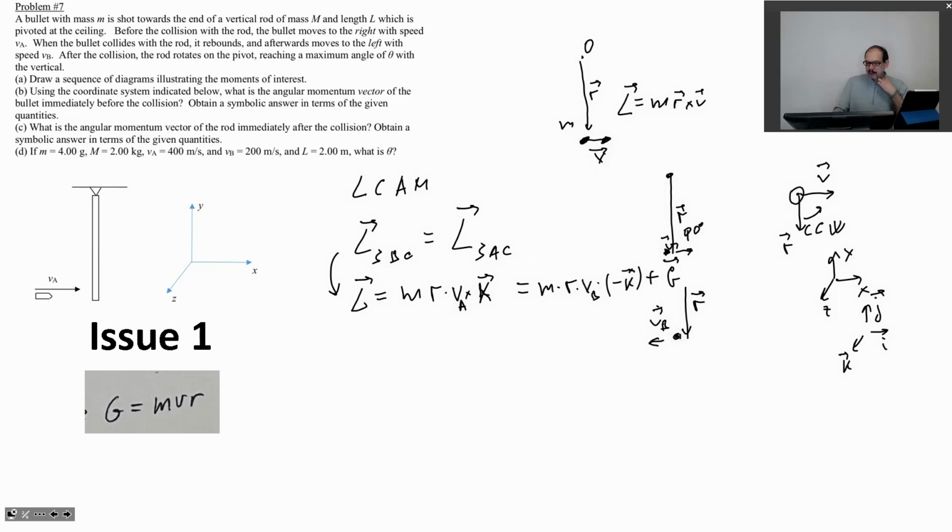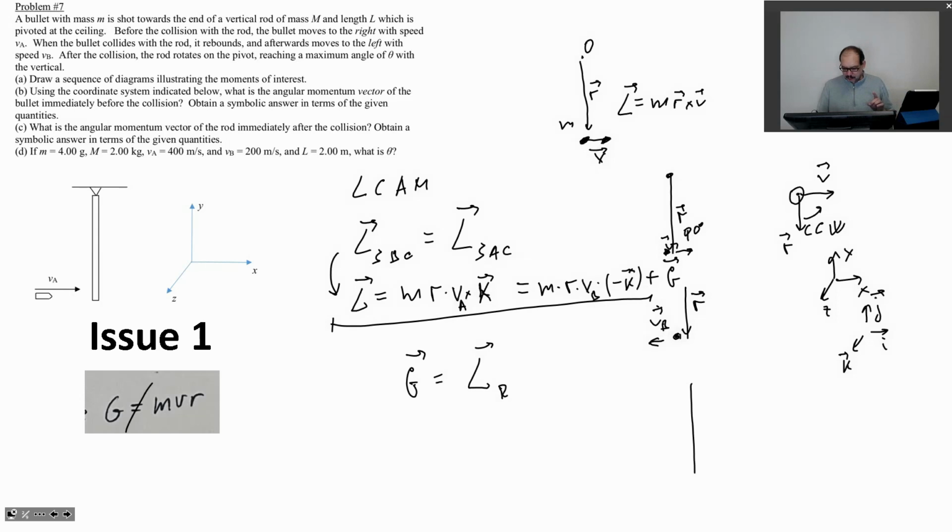Okay, g is fine. I would write g as the angular momentum of a rod. And you just cannot use this expression because this expression only works for a point-like object. That's the issue number one.